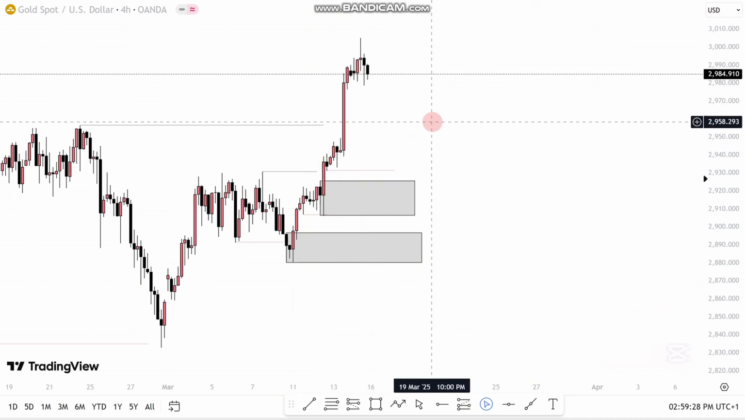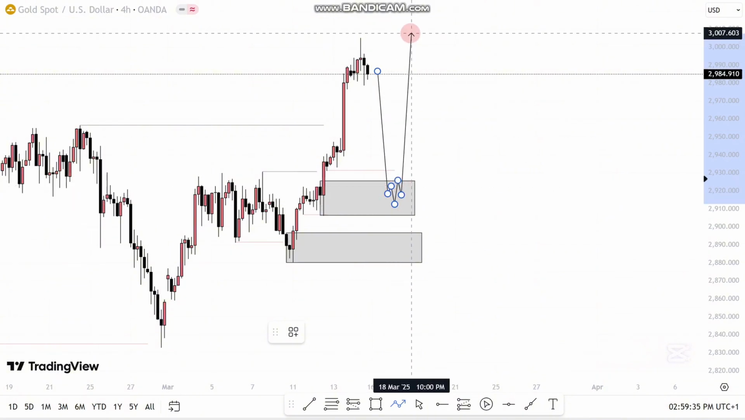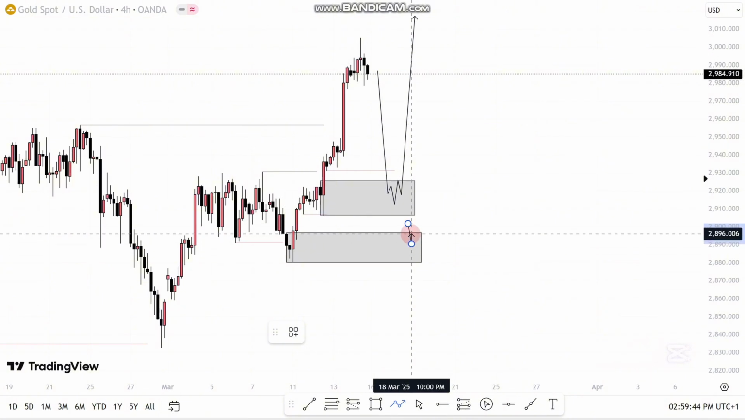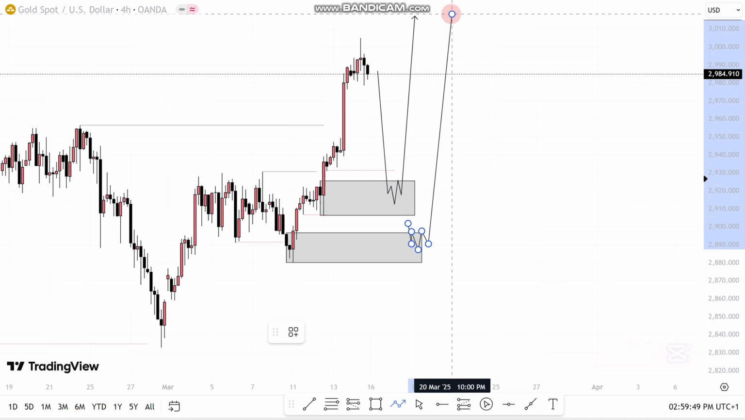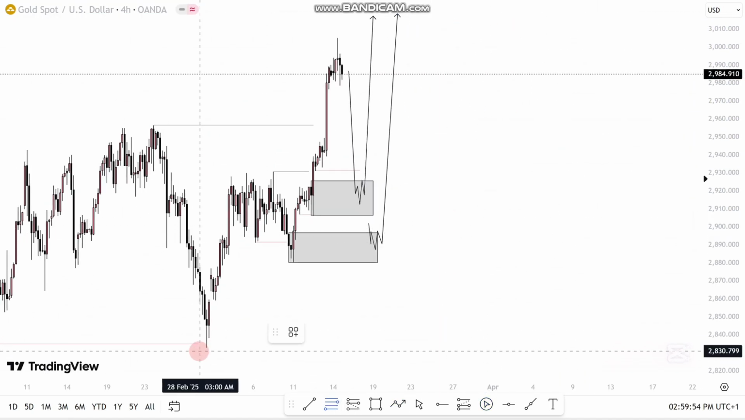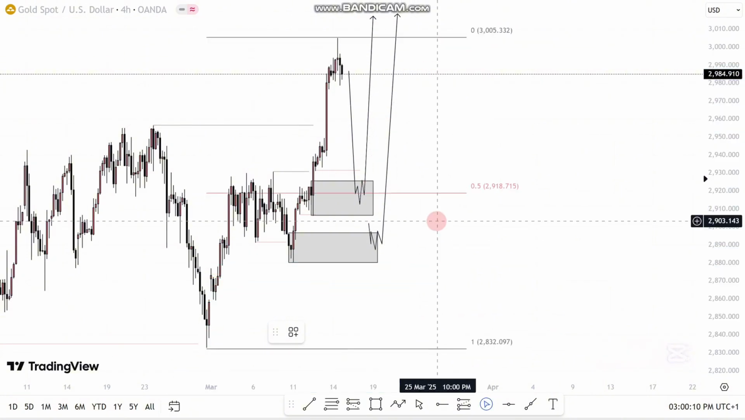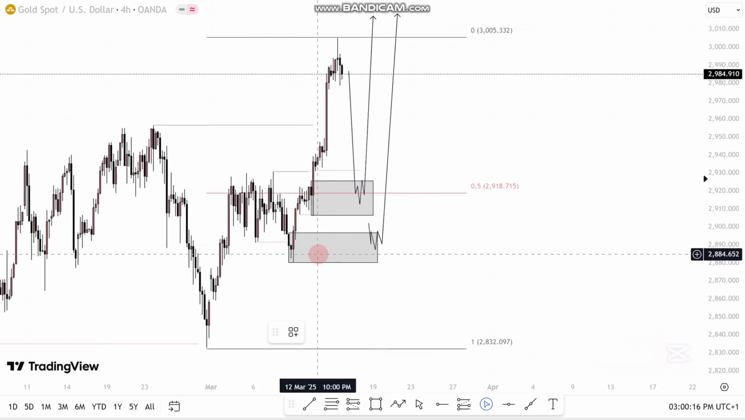Okay, so if gold can retrace back down, grab them, tap into our zone, change character, then we buy gold. Or if this one fails to hold, this should hold. And why is this even more high probability? This is even more high probability because it's also resting at the 50% mark. So if you put your fib from this low to this high, you will notice that all of these zones are resting on the 50%, and also this one is resting below the 50%.